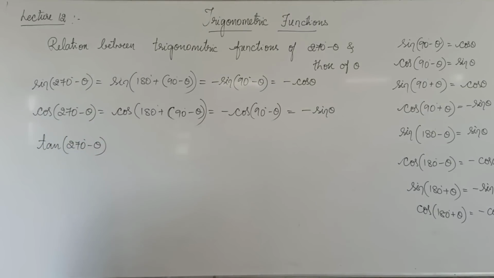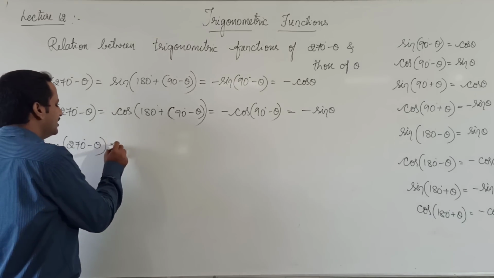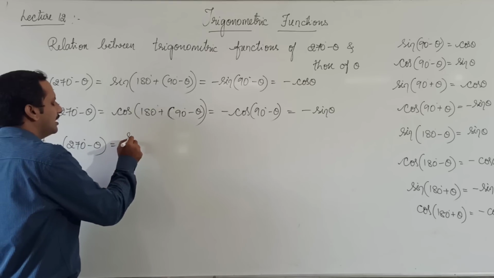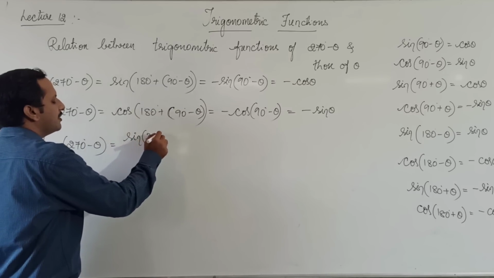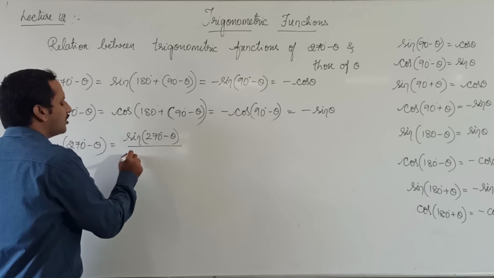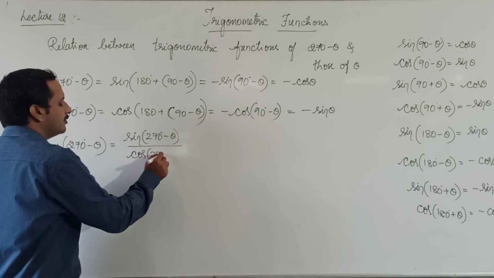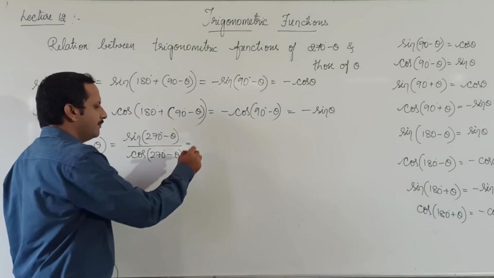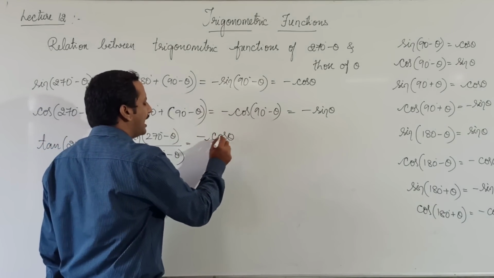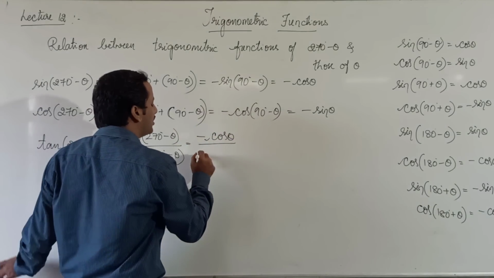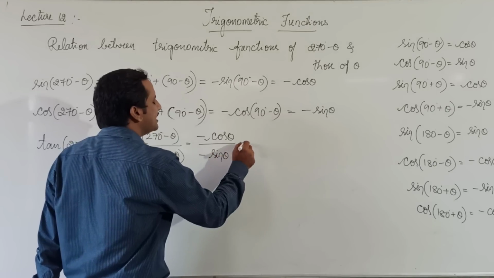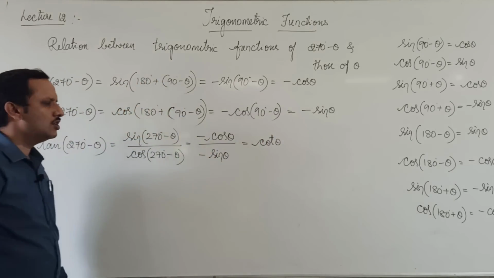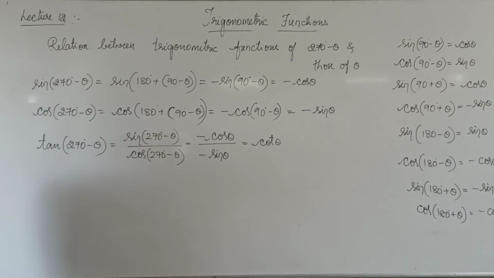Then I want tan 270 minus theta. I can write tan 270 minus theta as sin 270 minus theta divided by cos 270 minus theta. Sin 270 minus theta is minus cos theta, and cos 270 minus theta is equal to minus sin theta. Minus cos theta by minus sin theta will give you cot theta. Minus minus gets cancelled, cos theta by sin theta is equal to cot theta.